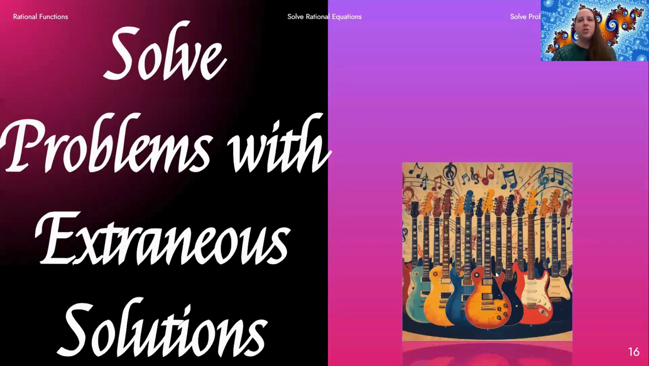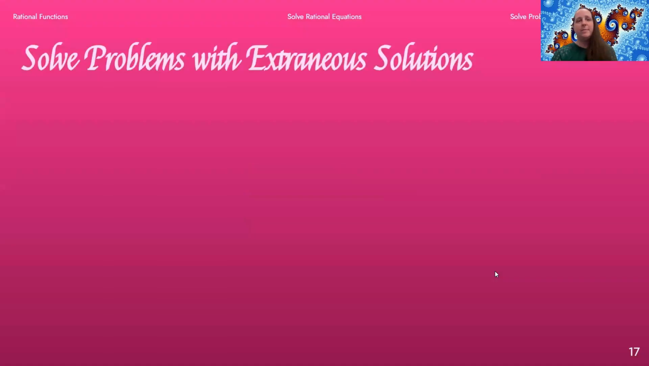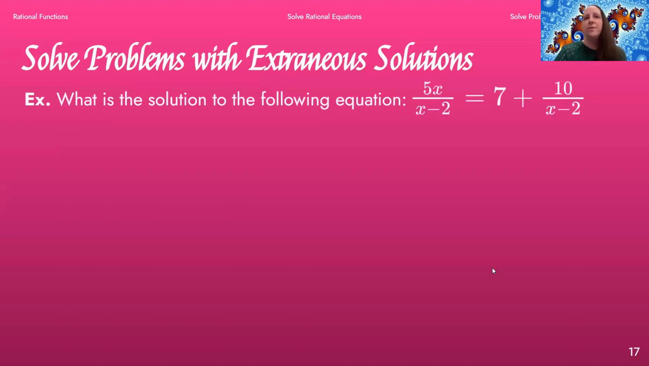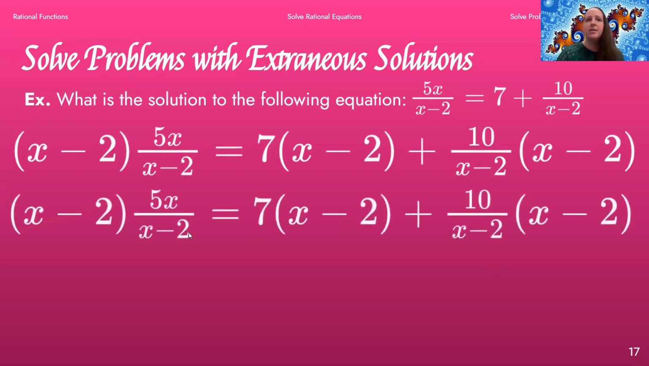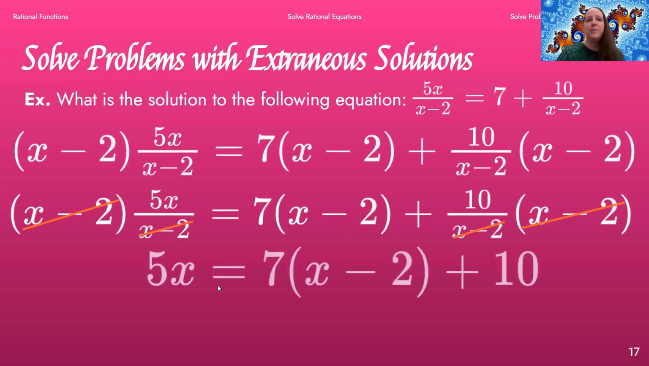Solve problems with extraneous solutions. What is the solution to the following equation? 5x over x minus 2 equals 7 plus 10 over x minus 2. So again, I'm going to multiply both sides of my equation by a common denominator, in this case, x minus 2. When I do that, I can cancel out my common factors, which is the x minus 2 for both my fractions. So I'm left with 5x equals 7 times x minus 2 plus 10.